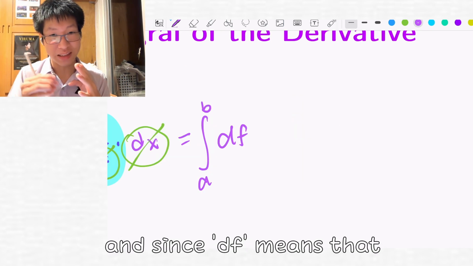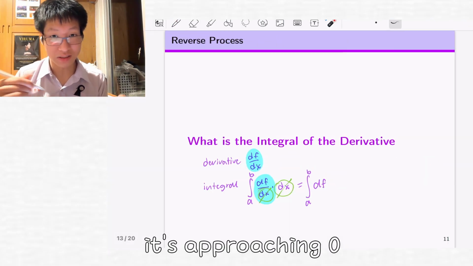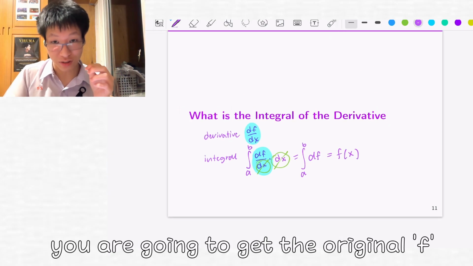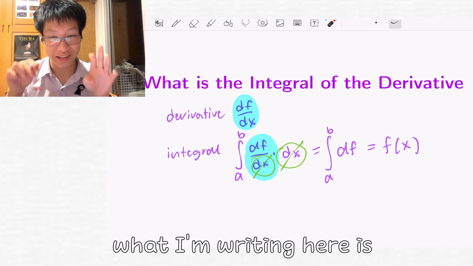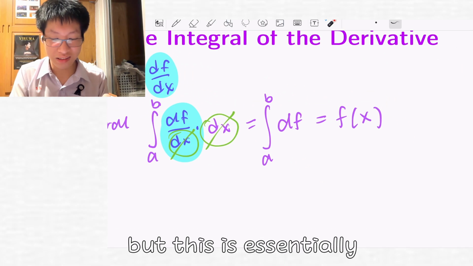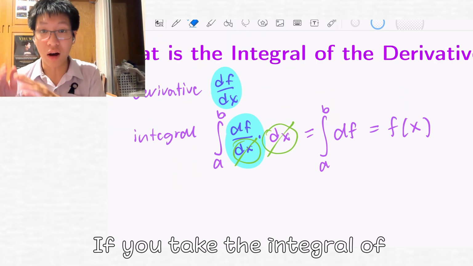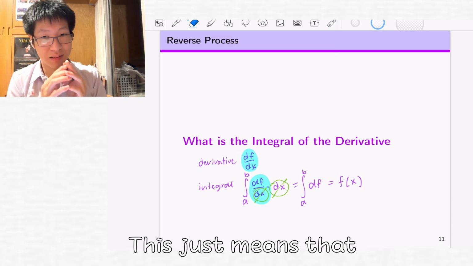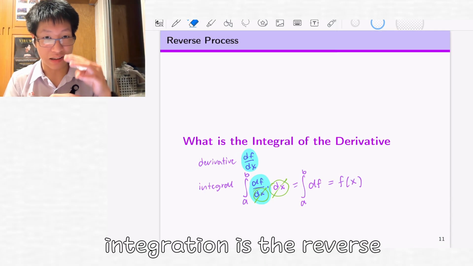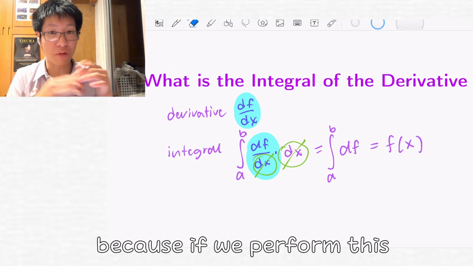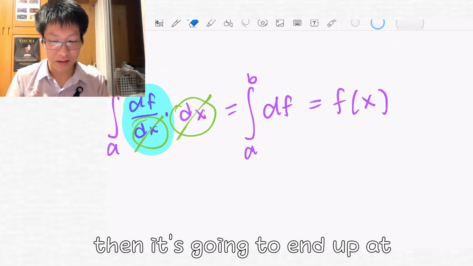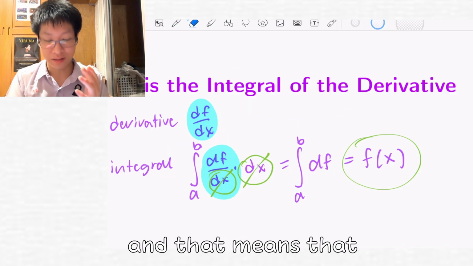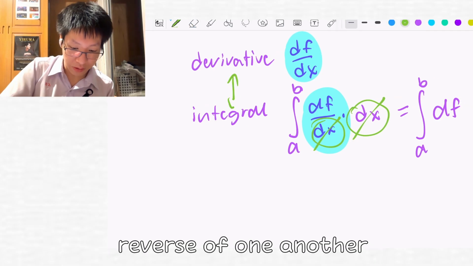And since df means that it's a really small f, approaching 0, by summing them up you are going to get the original f. Just remember, what I'm writing here is mathematically wrong, but this is essentially the idea. If you take the integral of the derivative, what you actually end up with is the original function itself. This just means that integration is the reverse of the derivative, because if we perform this reverse operation, we end up at the original function that we started with. That means these two things are actually reverses of one another.